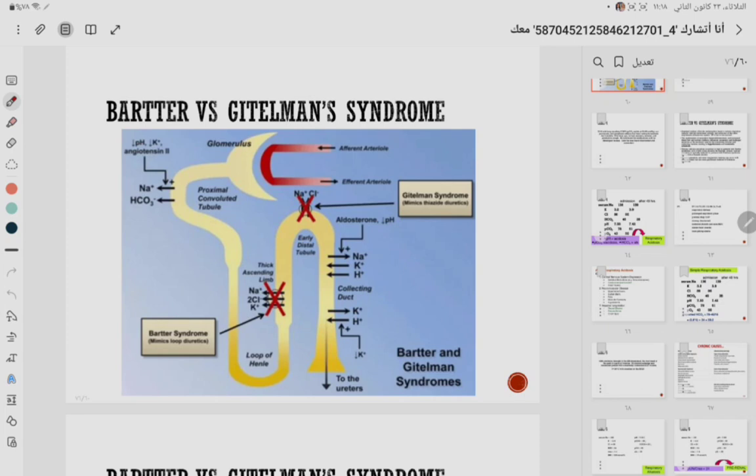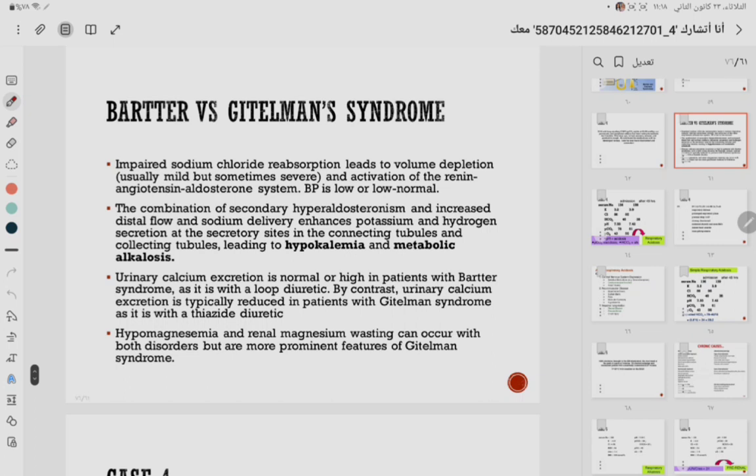Okay, next. Bartter versus Gitelman: impaired sodium chloride reabsorption leads to volume depletion and activation of the renin-angiotensin-aldosterone system. Blood pressure is low or low normal, trying to improve the blood pressure. The combination of secondary hyperaldosteronism and increased distal flow and sodium delivery enhances potassium and hydrogen excretion by the effect of the aldosterone, as we said. They will get rid of H plus and potassium, and the patient will be hypokalemic and alkalotic.